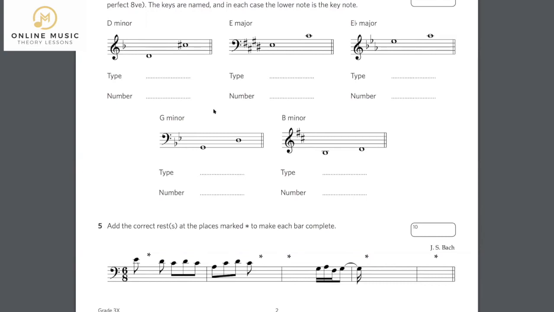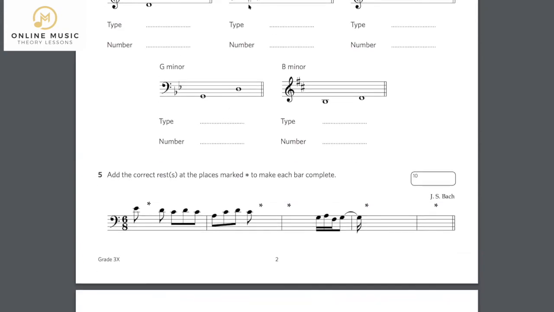Question 5. Add the correct rest at the places marked with an asterisk to make each bar complete. So the time signature here is 6/8, which means 6 quaver beats in each bar. So the first one is a quaver. The next one will be a crotchet. This one here will be a dotted crotchet. You are allowed to add more than one rest in here if you wish.